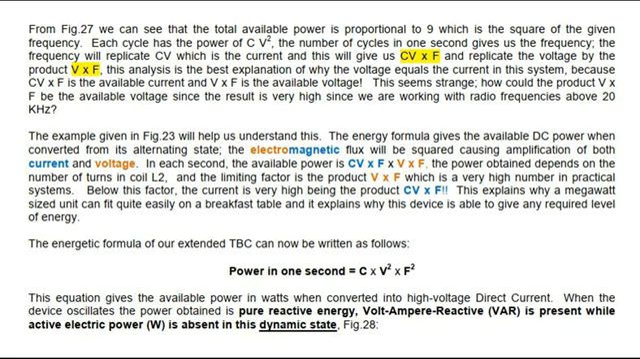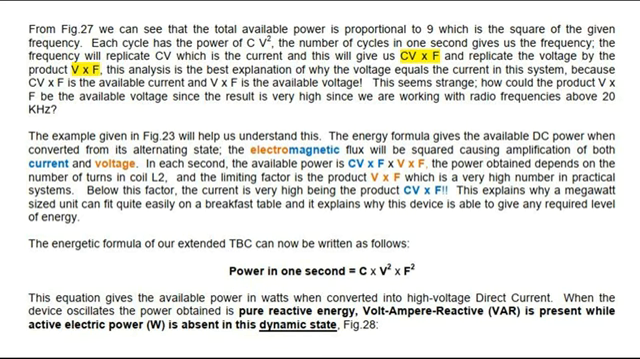This explains why a megawatt-sized unit can fit quite easily on a breakfast table, and it explains why this device is able to give any required level of energy. The energetic formula of our extended TBC can now be written as follows. Power in 1 second equals capacitance times voltage squared times frequency squared.